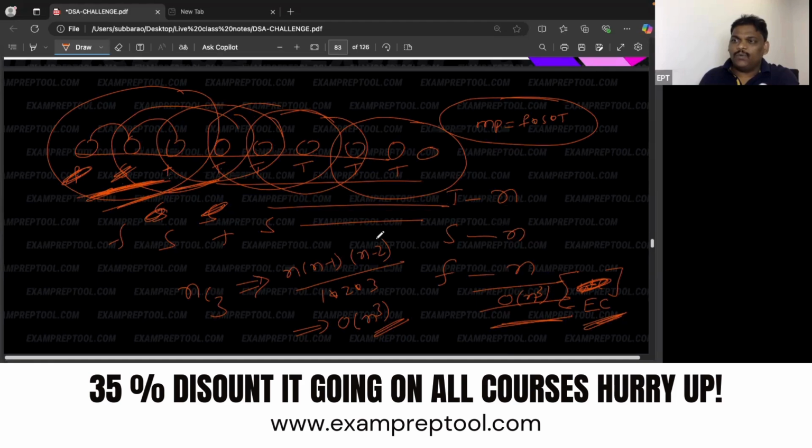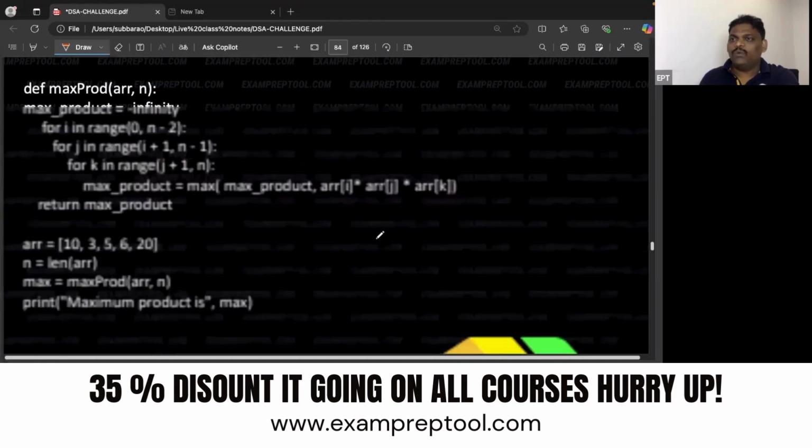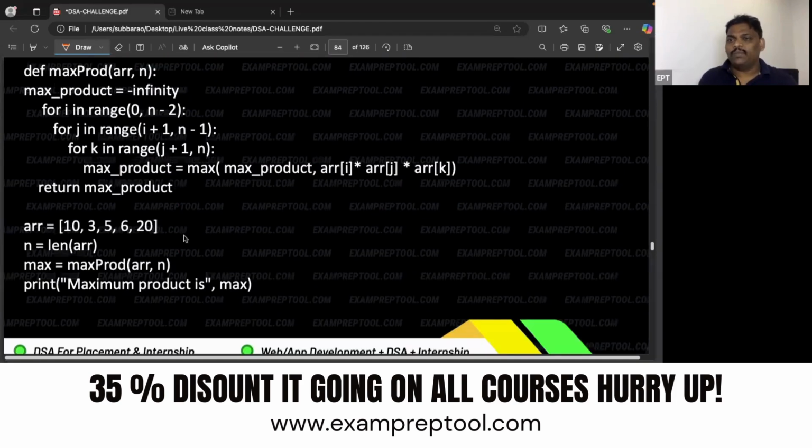Some people are asking, sir, for the program for this. I have written a very simple Python program. Can you see this one? This is the array. Find the length of the array, then call the max product function by passing that array.